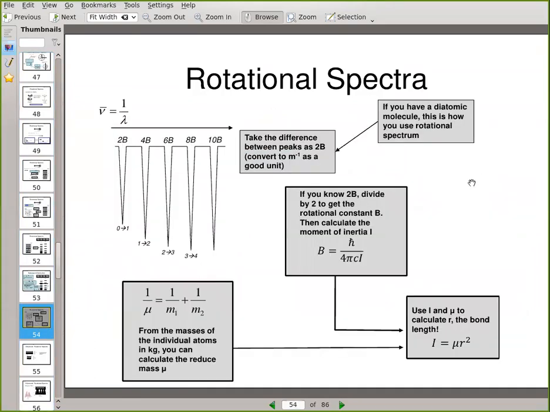Right. So how do we use this? This is straightforward. If you've got a molecule, you know what it is. If it's HBr, you know what atoms you've got. If it's CO, you know your atoms. And if you know your atoms, you know their masses, and so you can easily calculate the reduced mass of that molecule. So the first thing you do, like we did in vibrational spectrum, the first thing you do in a diatomic system is you calculate the reduced mass of the system.